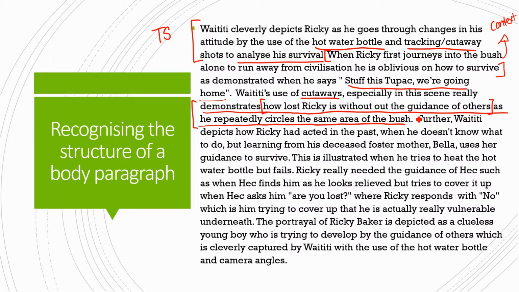Further, so this word here, further, indicates to us that we're developing this argument. Remember, I said I wanted 2 cycles of the E's. This is our second cycle. YTT depicts how Ricky has acted in the past when he doesn't know what to do, but learning from his deceased foster mother Bella, uses her guidance to survive. Once again, this is illustrated, leading into the evidence. So here we've done our context again and a bit of explanation.